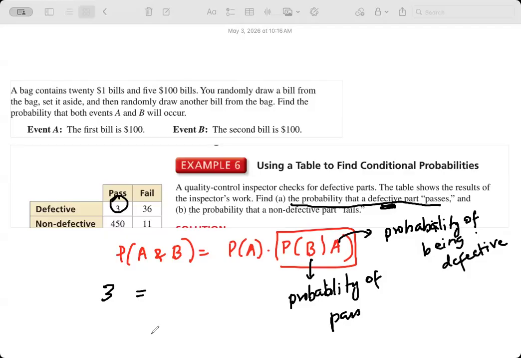Irrespective of pass or fail, it is 39, right? Out of how many? Defective, non-defective. This is 39. This is 461. How much is it? 500. Right. So times the probability of B bar A.